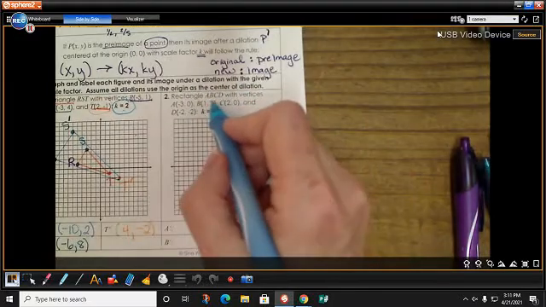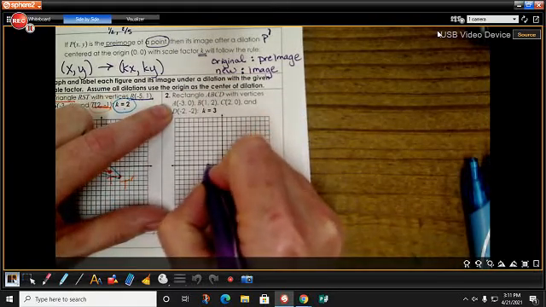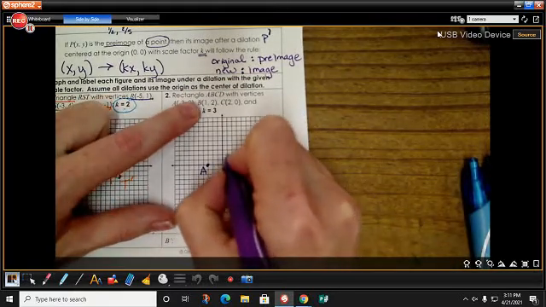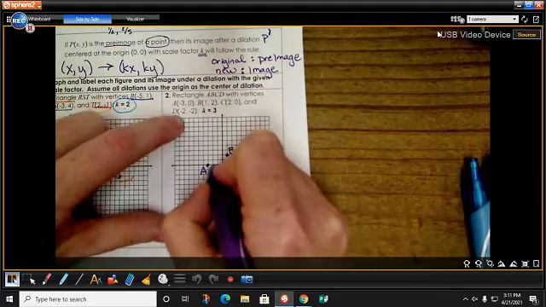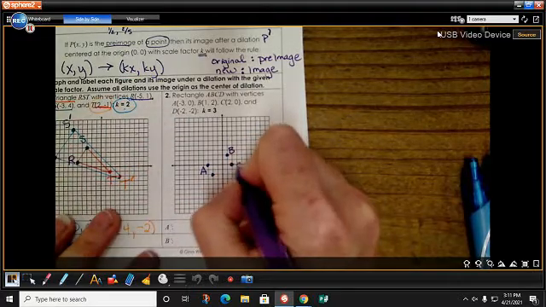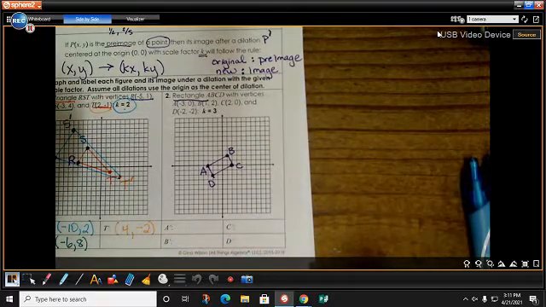Okay, let's try rectangle ABCD. So for ABCD, I'm going to have A at -3, 0. B is at 1, 2. C is at 2, 0. And D is at -2, -2. So there's my original rectangle. And since it's a rectangle, I better connect all these dots. All right, so there's my original pre-image.